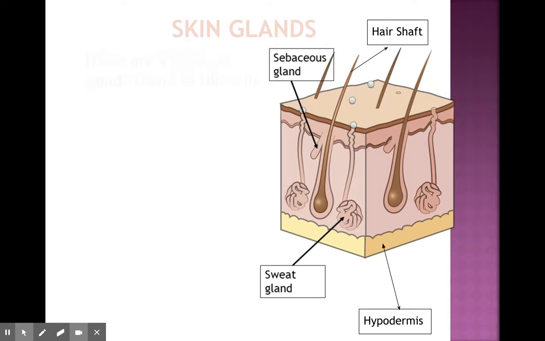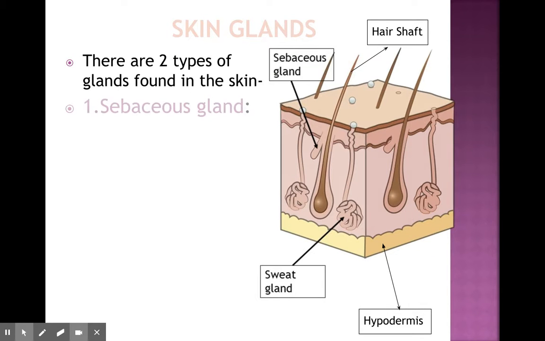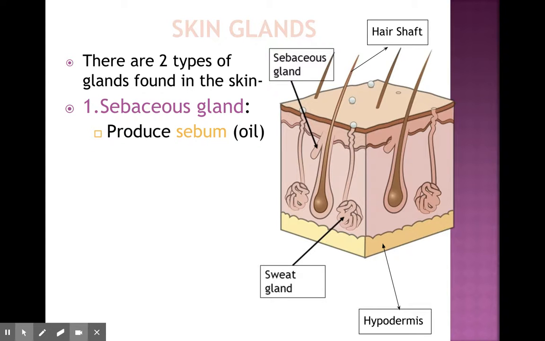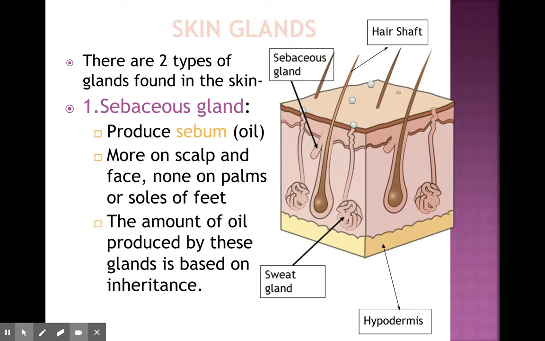So first of all, let's start with the glands in our skin. There are 2 types of glands found. The first is called a sebaceous gland, and these produce sebum. Another name for sebum is oil. There are more of these on the scalp and the face, and then none on the palms and the soles of the feet. So depending on where you look on the body, you may see a more or less amount of oil being produced. Some of us also just naturally have more oil that our skin produces. The amount of oil produced by these glands is based on inheritance.